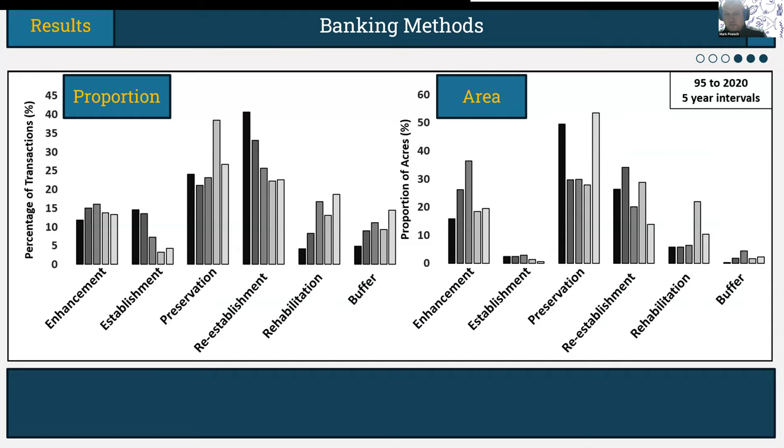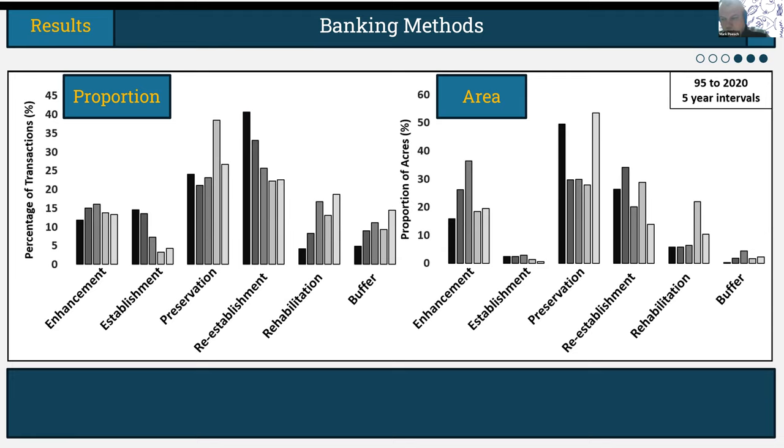Again, I apologize, this is an analysis from 1995 to 2020, and these are the different types of banks that were done or the reasons they were done. And we just divide this by proportion and area just to say that we did it both ways. Basically, what I want you to look at is the different bars and whether or not they're going upwards or downwards to get a trend of what is happening through time for each of these banking approaches.